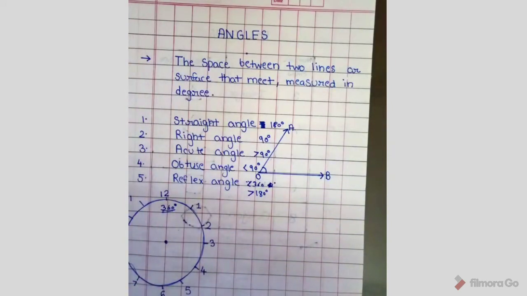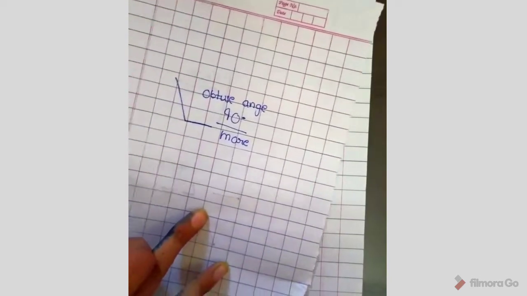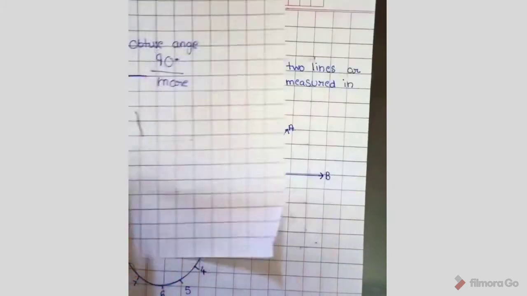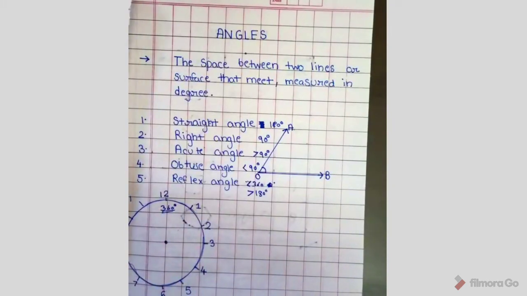Now the reflex angle. A reflex angle is more than 180 degrees, which means more than a straight angle, but less than 360 degrees.